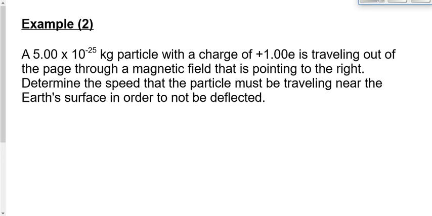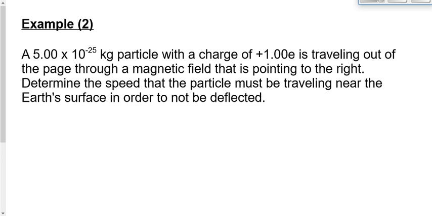Now I want you to take a look at example number 2. It says a 5.0 times 10 to the minus 25 kilogram particle with a charge of plus 1e is traveling out of the page through a magnetic field that's pointing to the right. Determine the speed that the particle must be traveling near the Earth's surface in order to not be deflected.